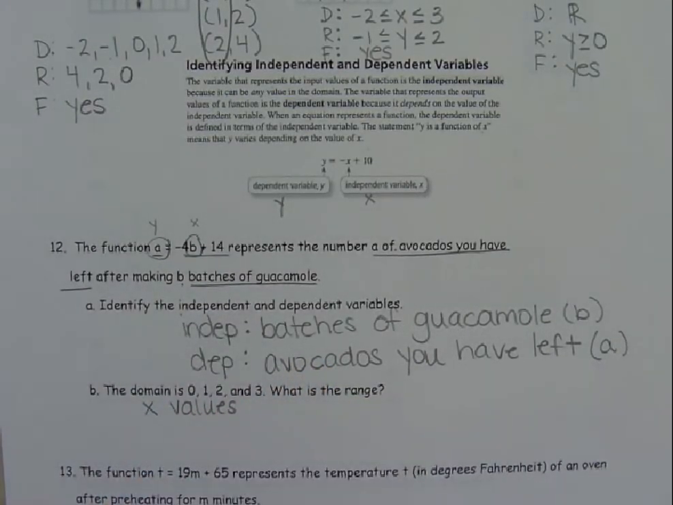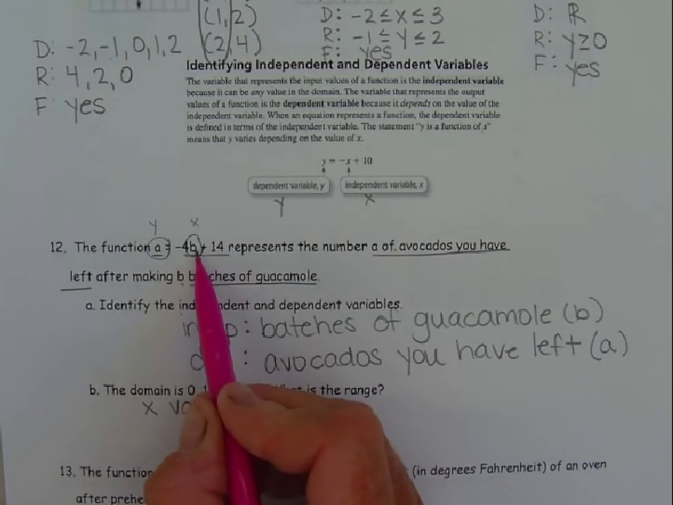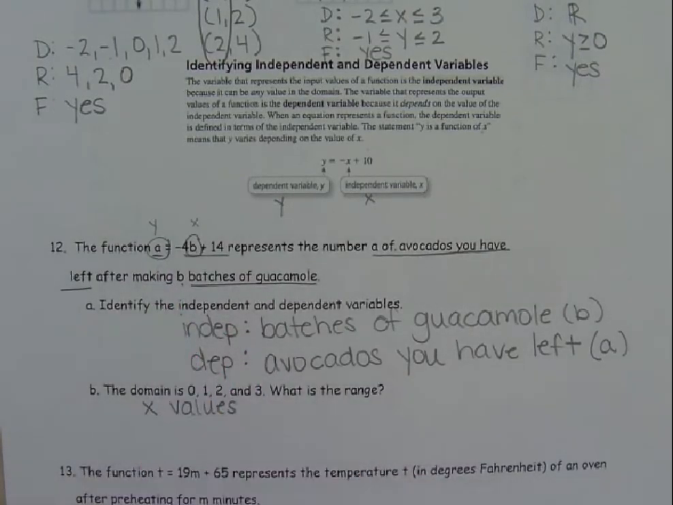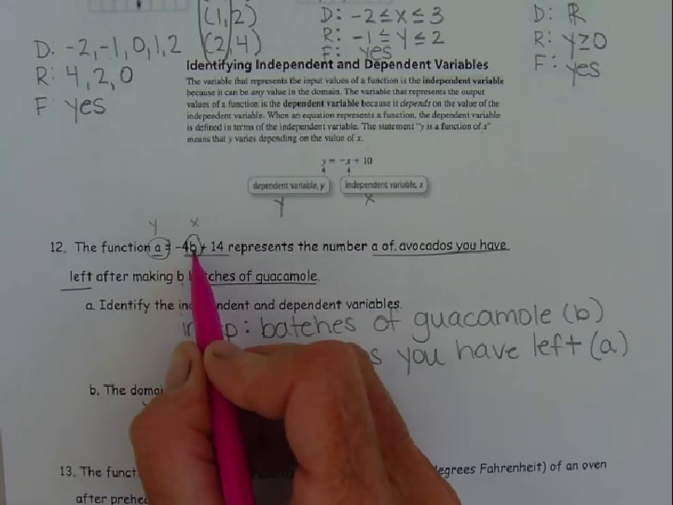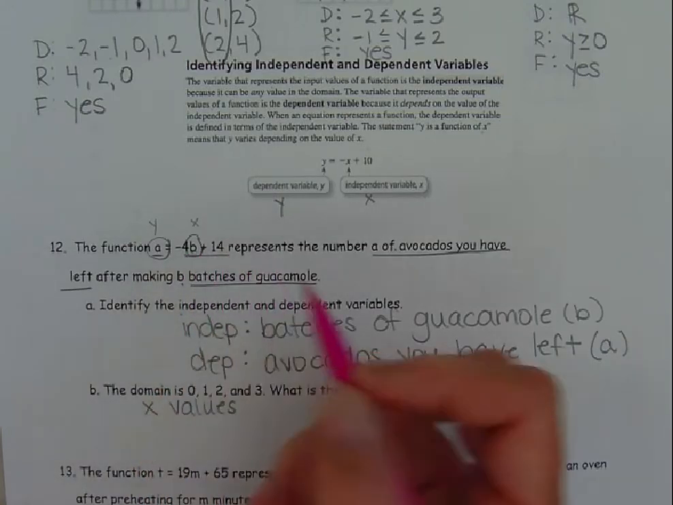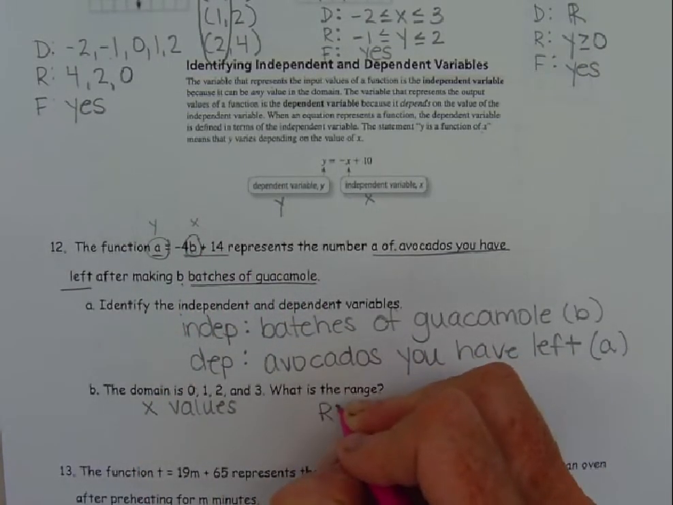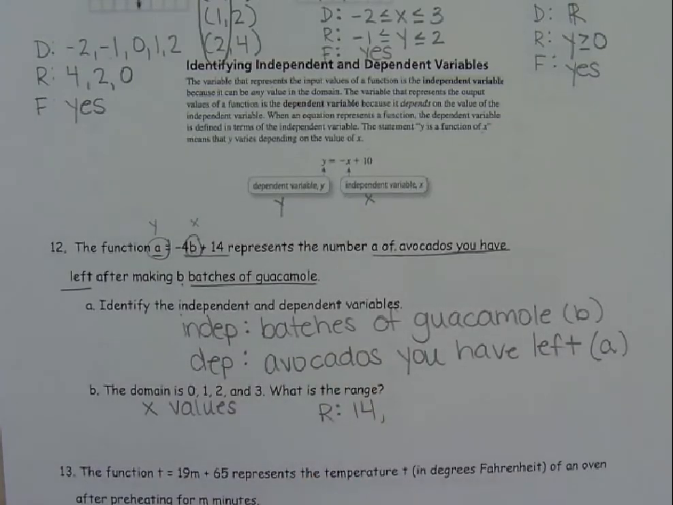The next question says, if the domain, and remember domain deals with your x values, if the domain is 0, 1, 2, or 3, what is the range? So what this is asking for is if you make 0 batches of guacamole, how many avocados will you have left? So if you plug in 0 for b, negative 4 times 0 is 0, 0 plus 14, the first value of your range will be 14.